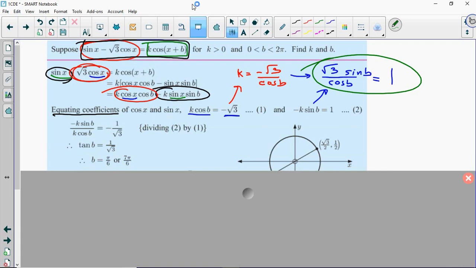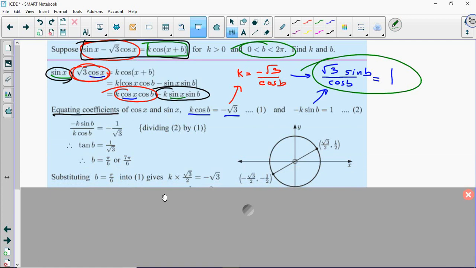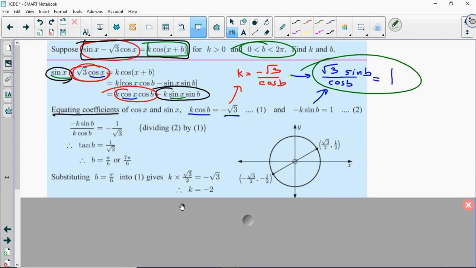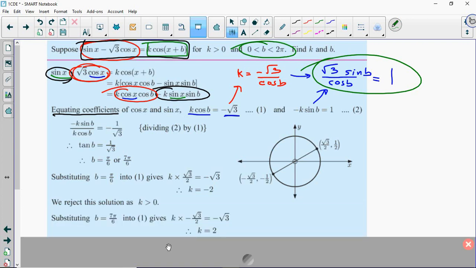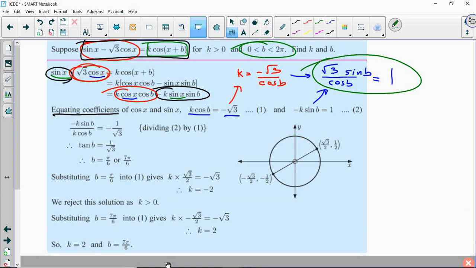Both of those b values look valid so far. So what are we going to do? We're just going to try them both and see what happens. We can begin with pi over 6. They're putting it into this first equation here, and that's getting them a k value of negative 2. But we're told up here that k was positive, so we're going to reject that possibility. And instead, we now know that b has to be equal to 7 pi over 6. So we put that in, and that gives us k is equal to positive 2. And we're done.